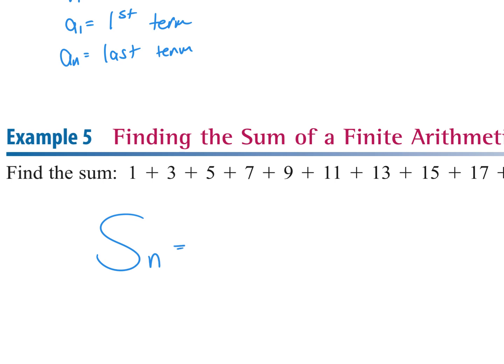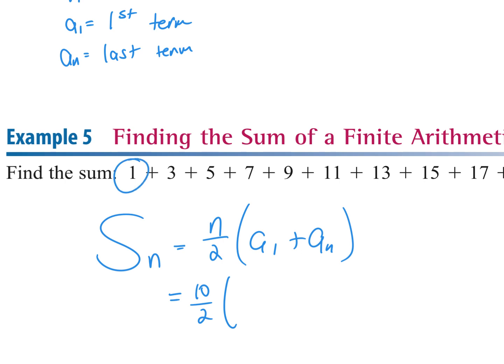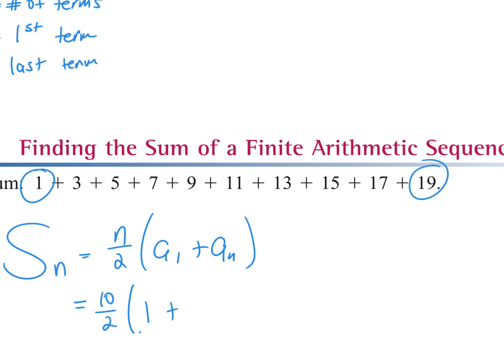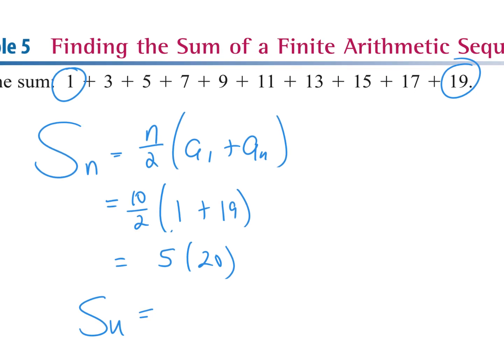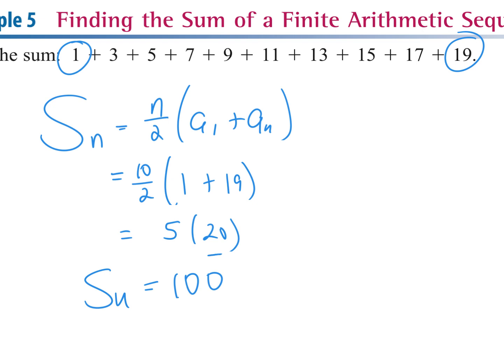But the sum formula is n over 2 times the first term plus the last term. How many numbers are we dealing with here? Count them. Okay, there's 10. If you ever have to count, I'd count twice just to make sure. So what is the first term? 1 plus what is the last term? 19, okay. So order of operations tells us to do what first? Okay, so your parentheses. So this is 20. What's 10 divided by 2? 5. So the sum of this finite arithmetic sequence is 100. All right, simple enough.